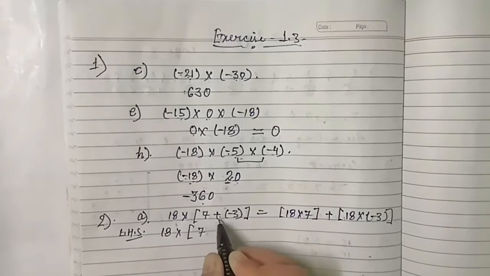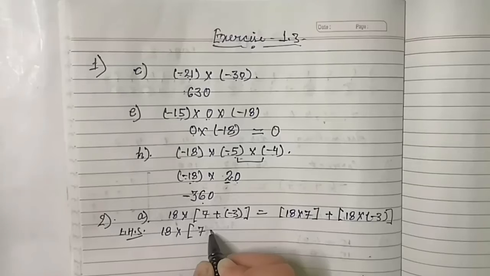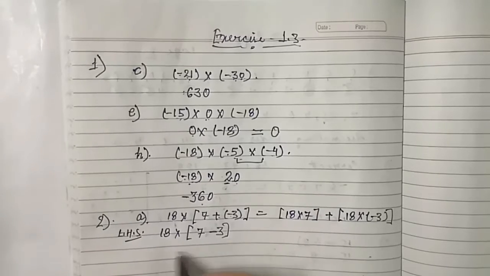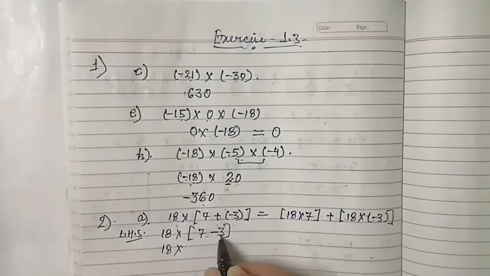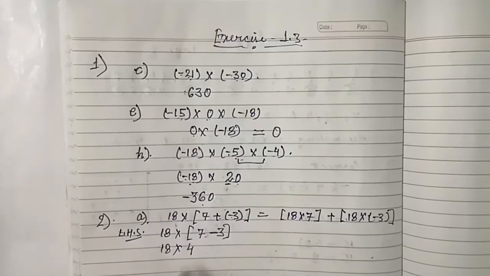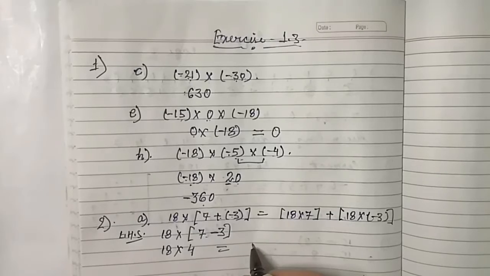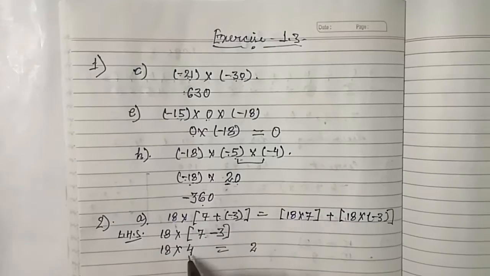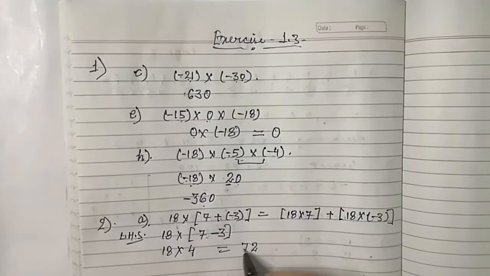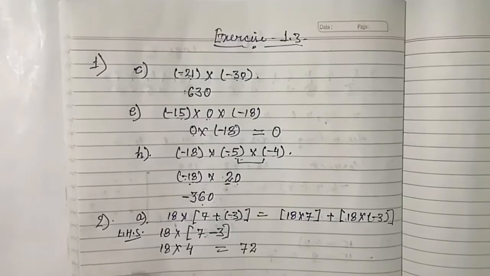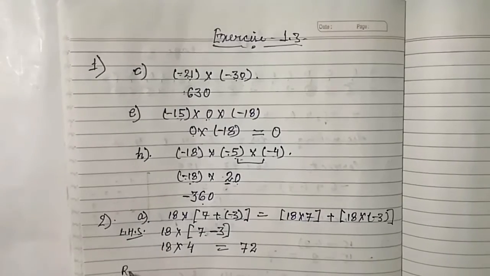7 plus minus 3, what will become? 7 minus 3 will be 4. 18 into 4. Now multiply. 4 8 ja 32, 2 and 3 will be carry, 4 1 ja 4 and 3 is 7, means to say 72. Now see what about the RHS.